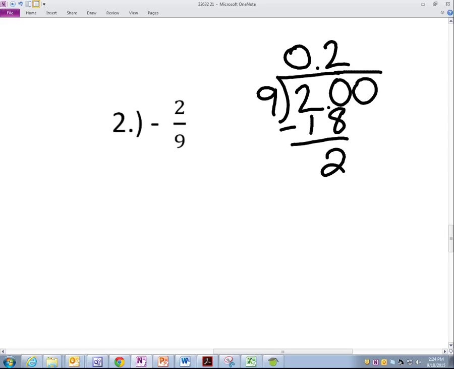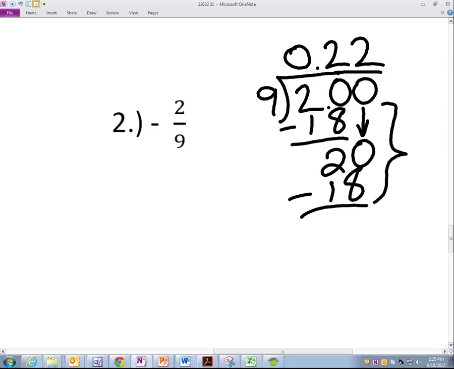Now, I have to create another 0, because do you agree that if I'm going to give you $2, isn't that the same as saying $2 and no cents? If I'm going to give you 1 pound of gold, it's the same as if I give you 1.000000 pounds, right? So we can add as many zeros as we need to. So now I'm going to bring this 0 down. How many times does it go into 20? 2. Now look at this. It's repeating.